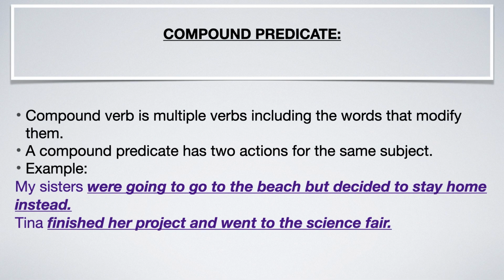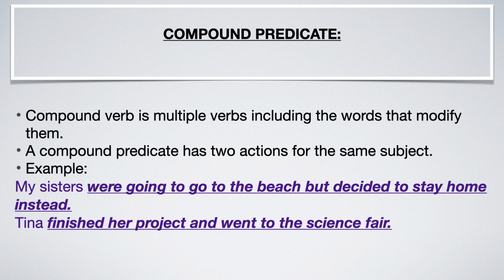The last one is compound predicate. Compound predicate is multiple verbs including the words that modify them. A compound predicate has two actions for the same subject. Example: my sisters were going to go to the beach, but decided to stay home instead. Here you can see multiple verbs, go and stay, and certain other words give more information.